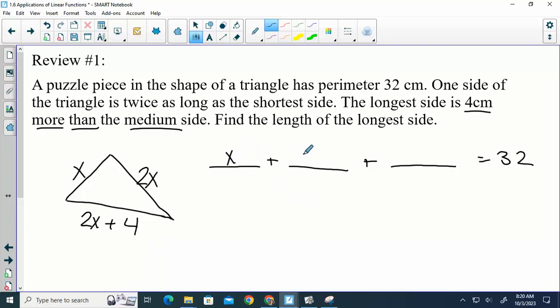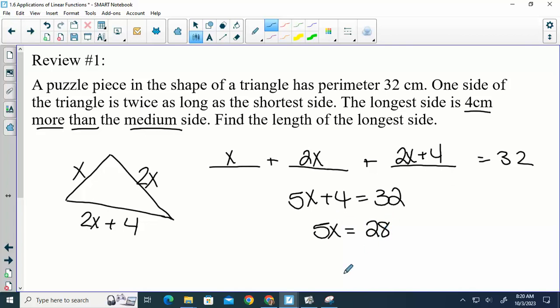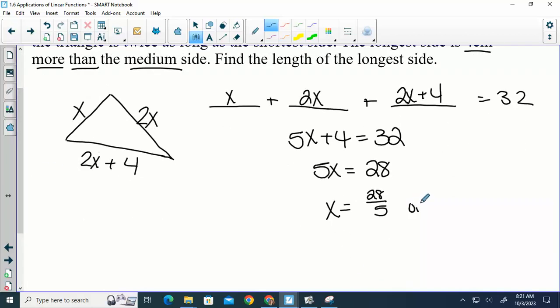And then we add these three together, and it equals 32. So we have like terms, 2x plus x plus 2x, so we get 5x plus 4 equals 32. If we subtract the 4, divide by 5, we get 28 over 5, or 5.6.